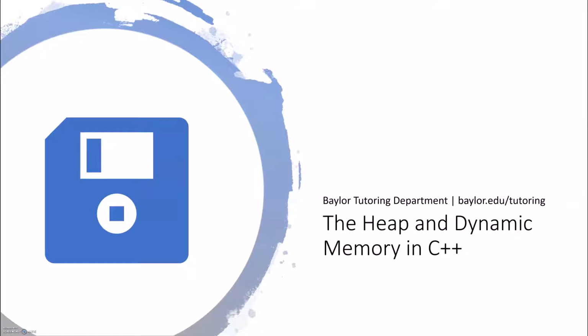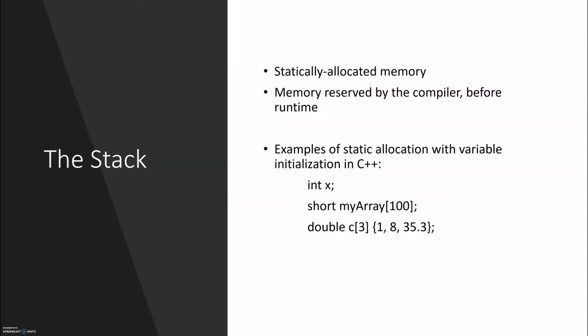In this video, we will introduce the concept of the heap and dynamic memory in C++. First, before we learn about dynamic memory and the heap, let's take a quick overview of the stack. The stack is the region of memory within the computer that is used to statically allocate memory in programs. This is a linear data structure. Static allocation means that the necessary amount of memory is reserved prior to the program runtime, specifically during compile time.